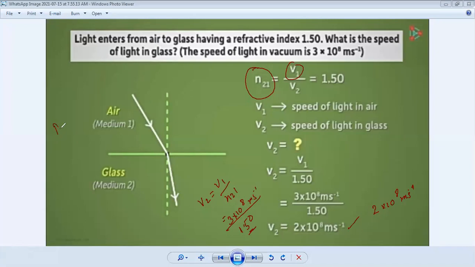So what is the use of Snell's law? It was asked last year, right? The application of Snell's law is using it to calculate the speed of light in different mediums.